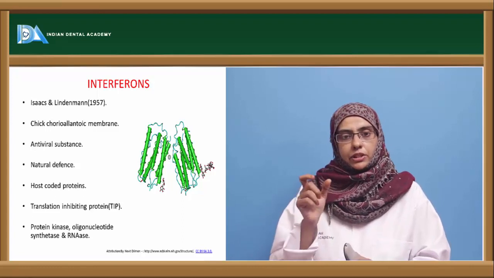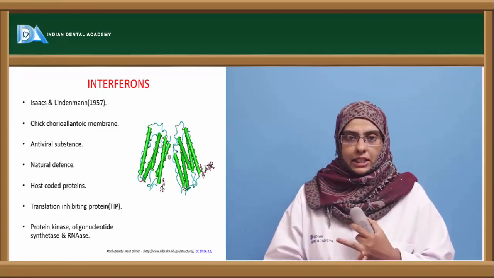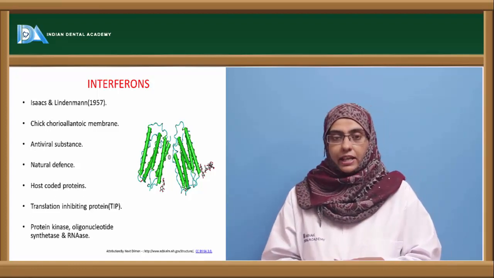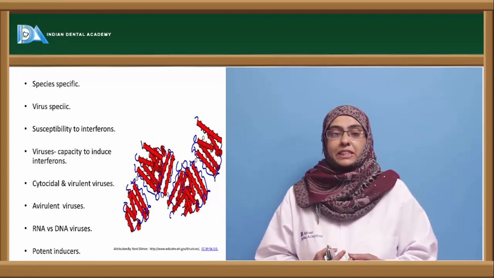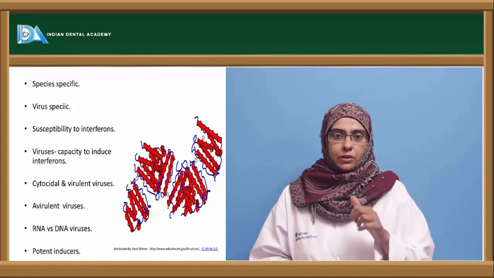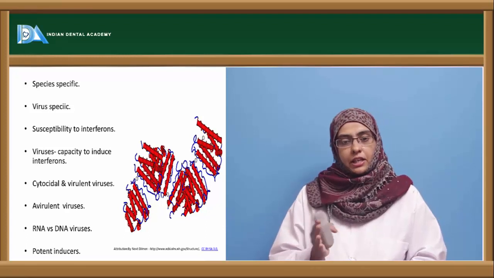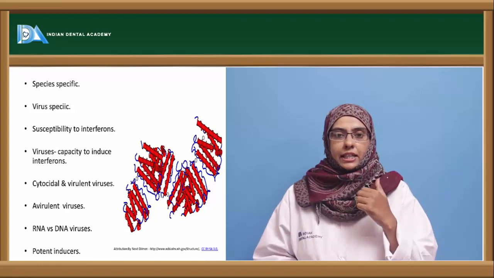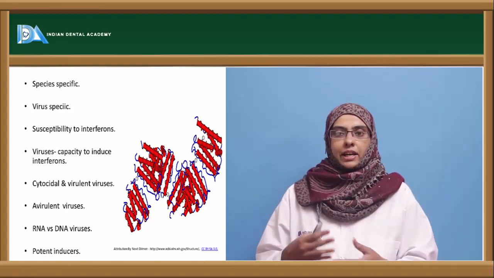This TIP is usually made up of three important components. One is the protein kinase, the second is oligosynthetase, and the third one is the RNase. RNase has the ability to degrade the viral RNA. These interferons are said to be species specific. That is, the interferon produced by one species can protect only closely related species but not other species. And they are not virus specific. They are produced in response to any type of virus and can confer immunity to any type of viral infection.